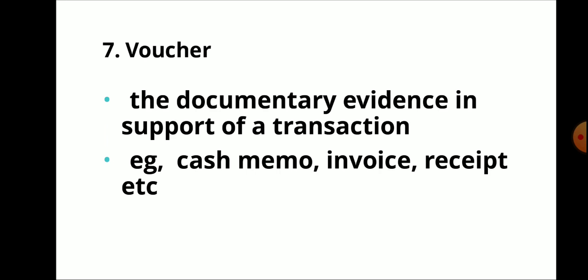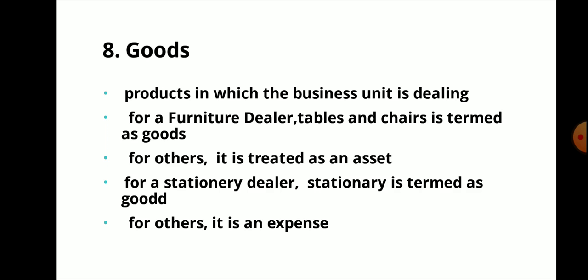Seventh one, voucher, the documentary evidence in support of a transaction. For example, cash memo, invoice, receipt, etc. Eighth one, goods, products in which the business unit is dealing. For a furniture dealer, tables and chairs are termed as goods. For others, it is treated as an asset. For a stationery dealer, stationery is termed as goods. For others, it is an expense.